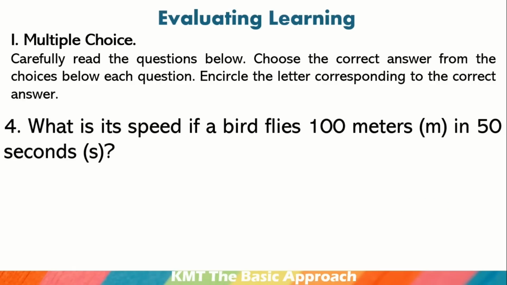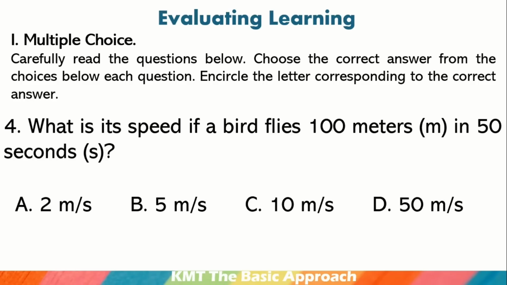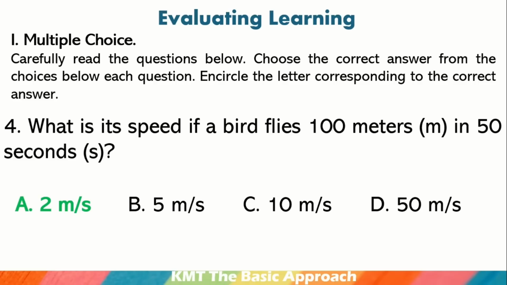Number 4. What is its speed if a bird flies 100 meters in 50 seconds? Letter A, 2 meters per second. Letter B, 5 meters per second. Letter C, 10 meters per second. Letter D, 50 meters per second. What is the correct answer? Excellent! The correct answer is letter A, 2 meters per second.